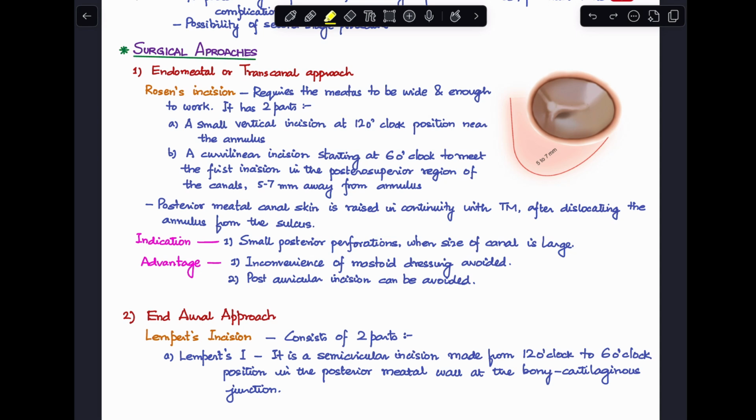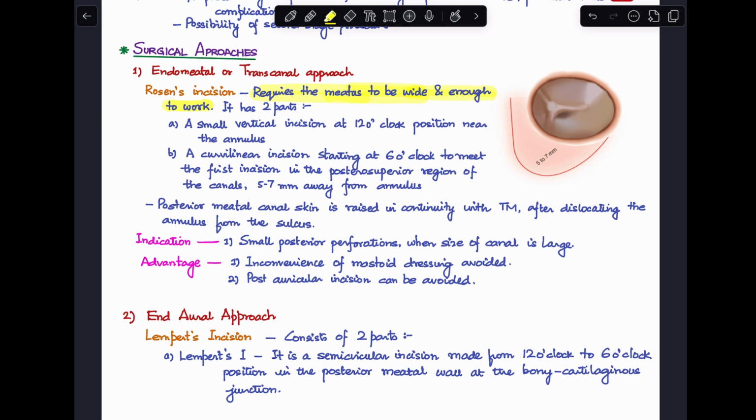First, we'll be talking about the different surgical approaches to ear surgery. There are three different approaches that you can take. The first one is an endomeatal or transcanal approach, where you approach through the external auditory canal. Here, the incision that is taken is known as Rosen's incision. The important part is that this surgical approach requires that the meatus be wide enough for it to work.